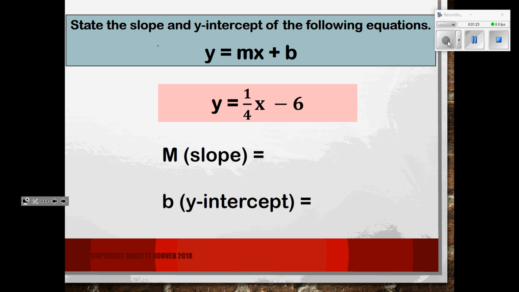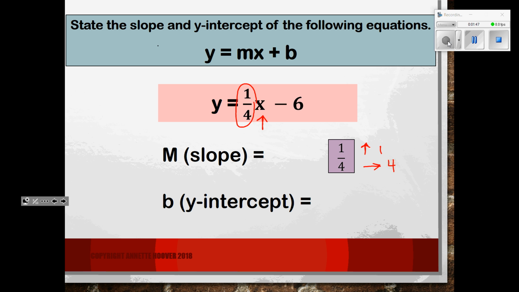So if you look right here, if you're just identifying what is the slope, what is the y-intercept, to find the slope, you're going to look at the number that's in front of the x. It's always going to be located here in front of the x. So the slope of this line is 1/4. That means that it's rise of 1, and then you go to the right 4.